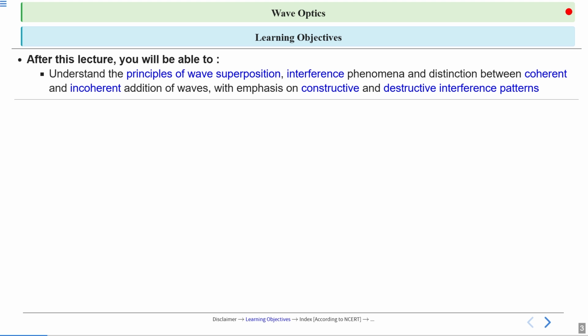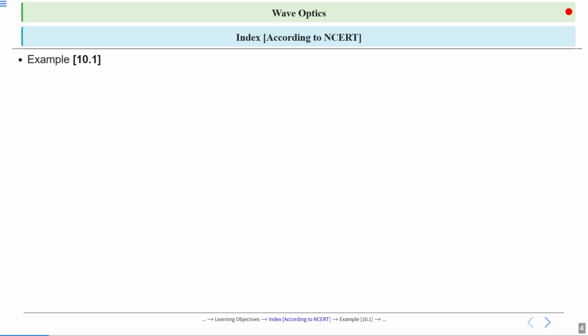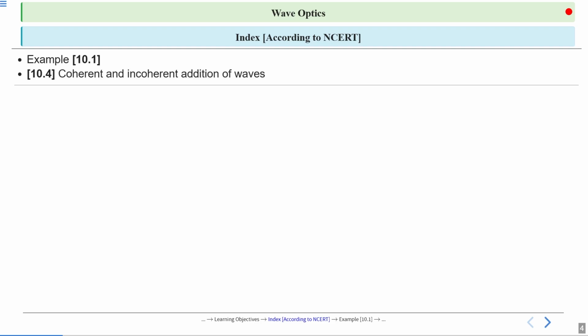These terms you may have heard in the waves chapter, chapter 14 of 11th class. The principle of wave superposition, what is interference, what is constructive and destructive interference, and the new term is coherent and incoherent addition of waves, or coherent or incoherent sources. These things we are going to discuss. So the index of topics that we are going to discuss today according to NCERT, example 10.1 and NCERT section 10.4, coherent and incoherent addition of waves.